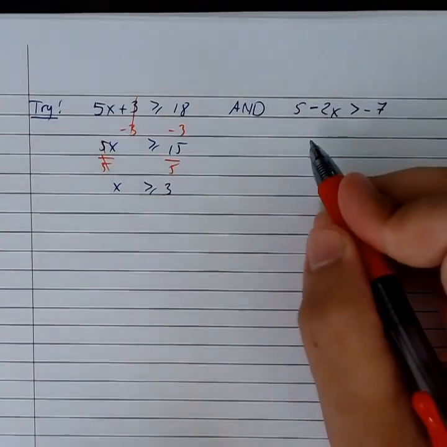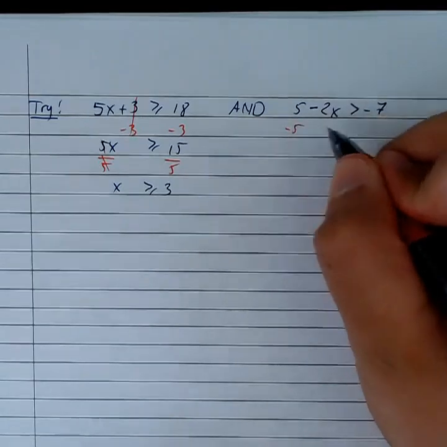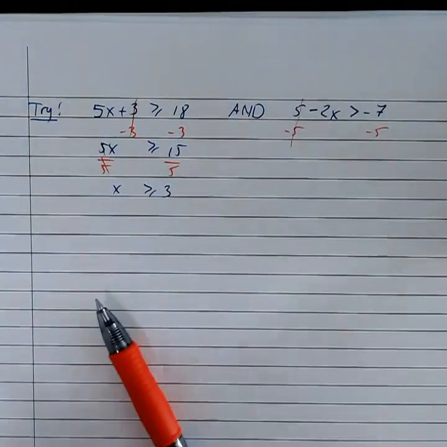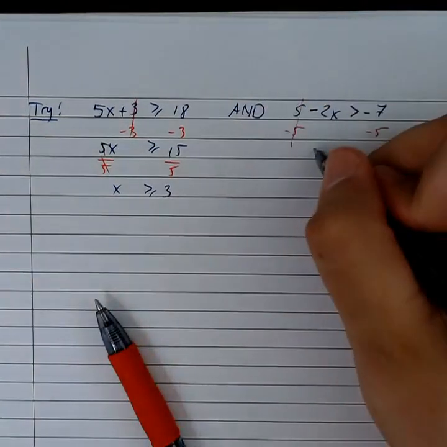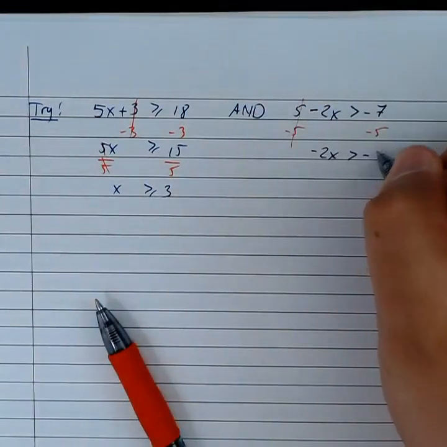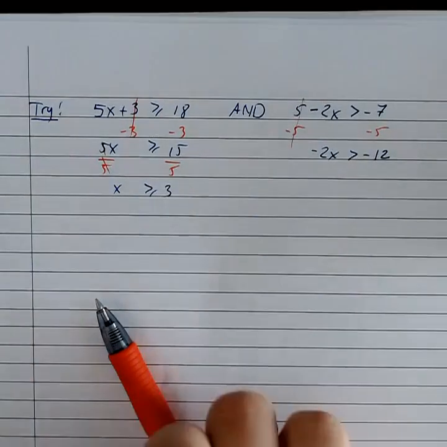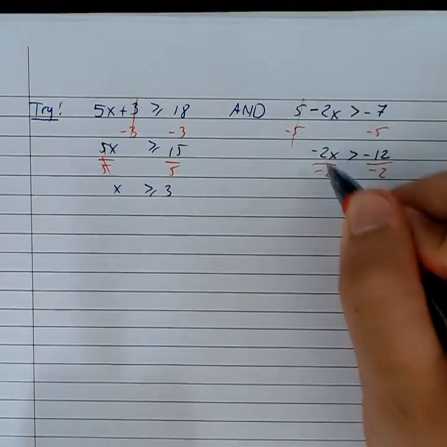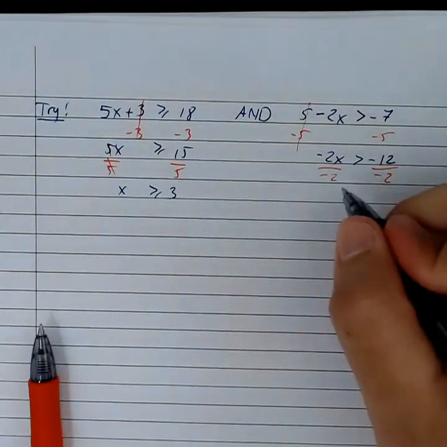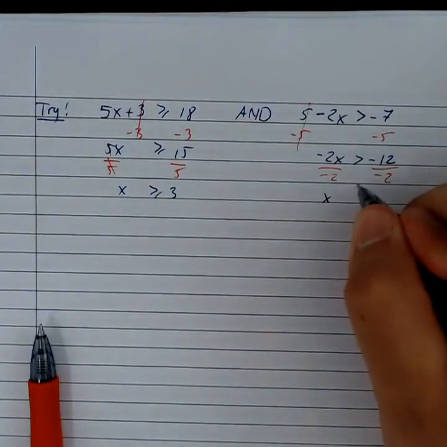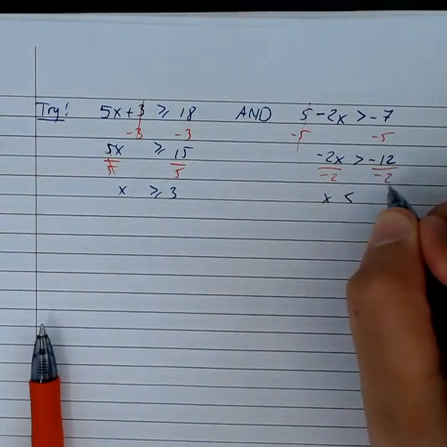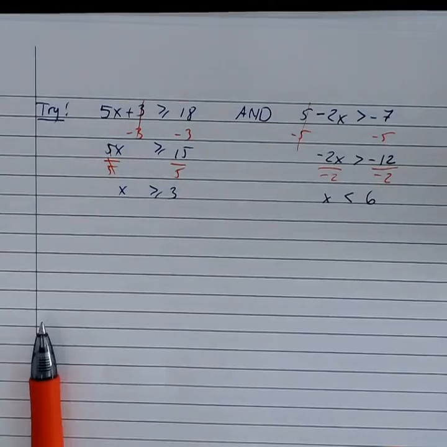Now, here, we can subtract 5 from both sides. All right, well, that's going to give us negative 2x is greater than negative 12. And now, let me divide both sides by a negative 2 here and here to isolate our x. Now, notice we divided by a negative, so that's going to change the inequality from greater than to less than. Negative 12 divided by negative 2 is positive 6.